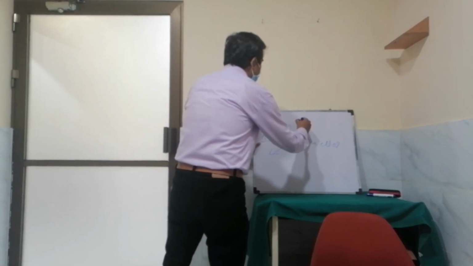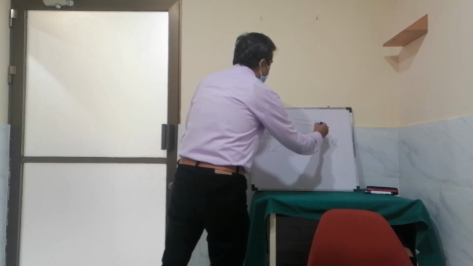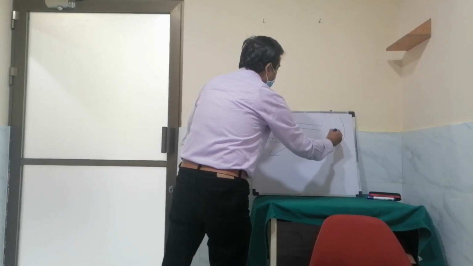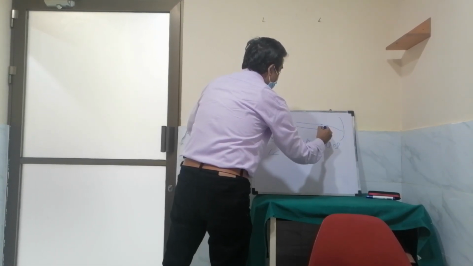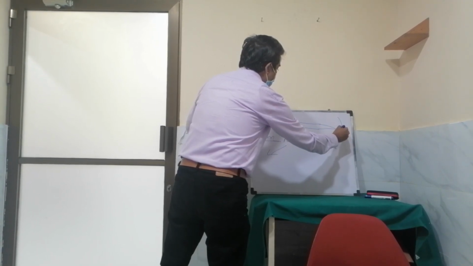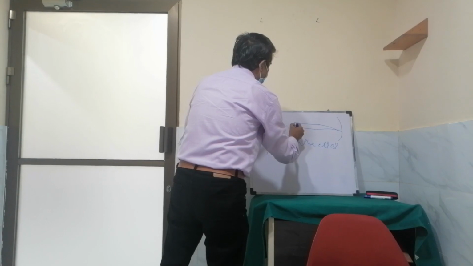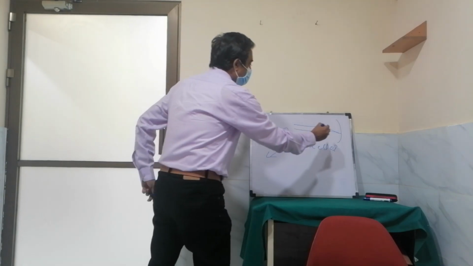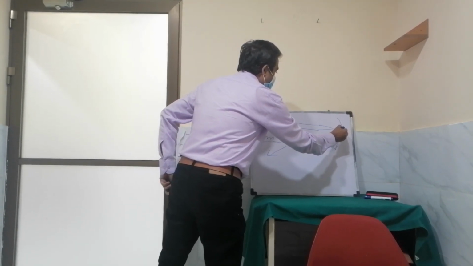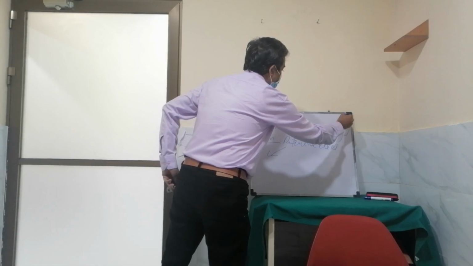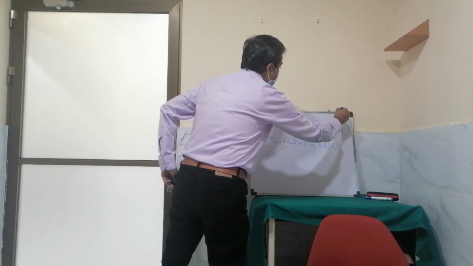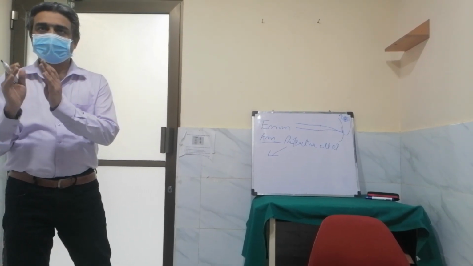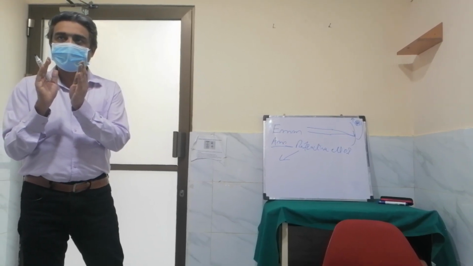Emmetropia is when parallel rays of light focus on the retina when the accommodation is relaxed and the rays of light are coming from 6 meters. The image is formed inverted on the retina, which the brain inverts again, and we see the object in its real shape, right?